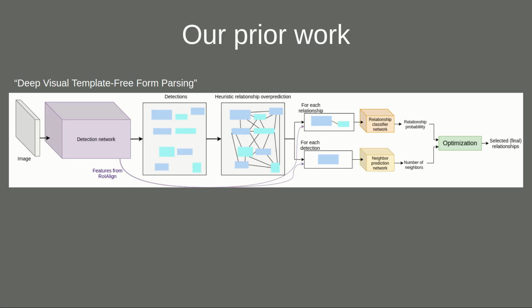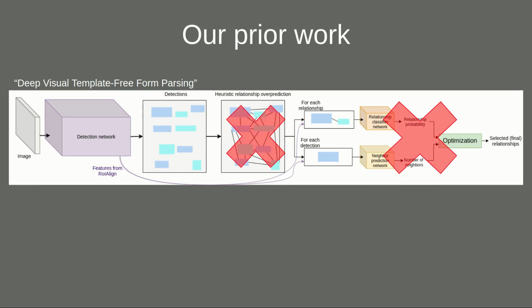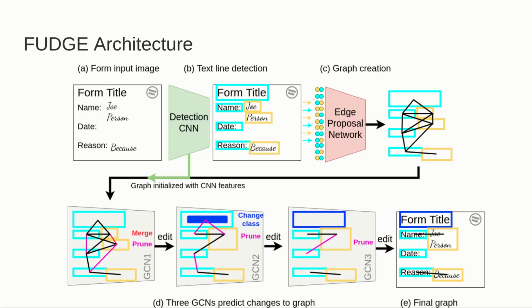FUDGE builds directly on our previous work on visual form understanding we presented at ICDAR 2 years ago, and follows the same general pipeline of detecting text lines, forming a graph, and making predictions using region of interest pooled features. In FUDGE, however, we replaced two key components, the heuristic graph creation and the classifiers and the post-processing. I'll briefly go over the high-level description of FUDGE, and then we'll go into each component in more detail.